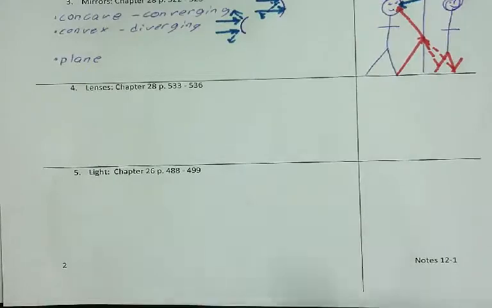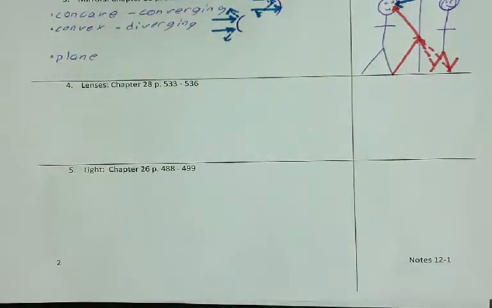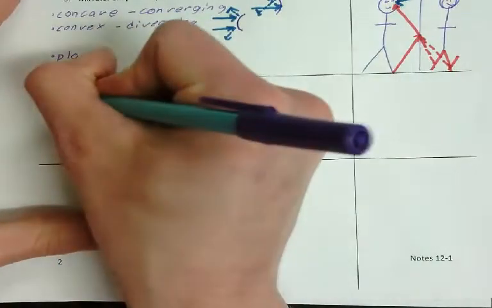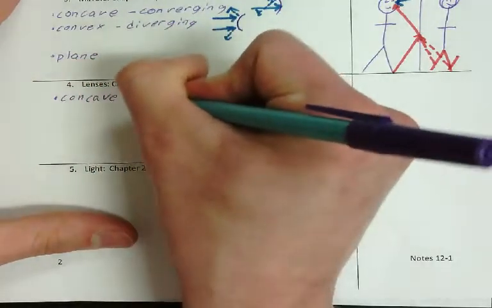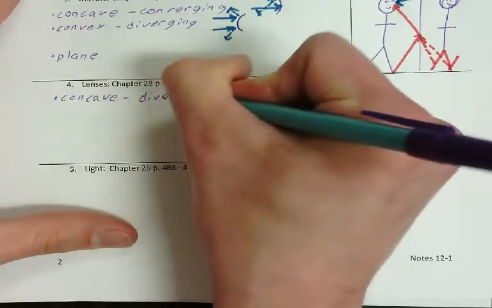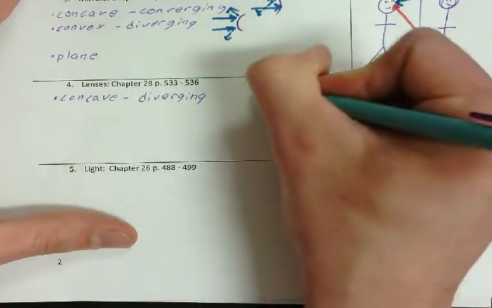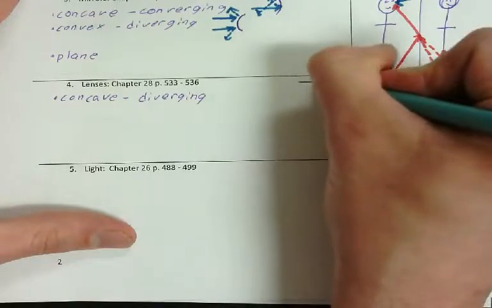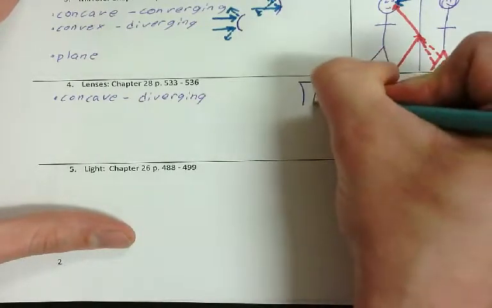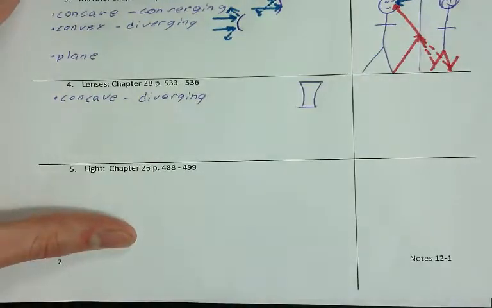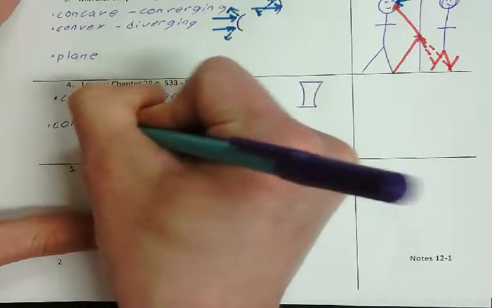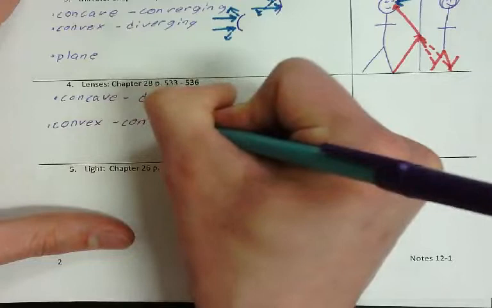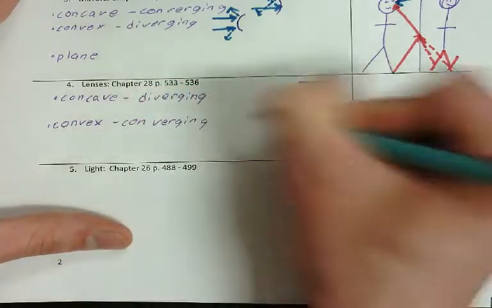Okay. Lenses. A couple of things with lenses, just to point out the two kinds again. There are, again, concave lenses. But concave lenses are diverging. They're not converging. Concave lenses look like this. And there's convex lenses. And those are converging. And they look like this.